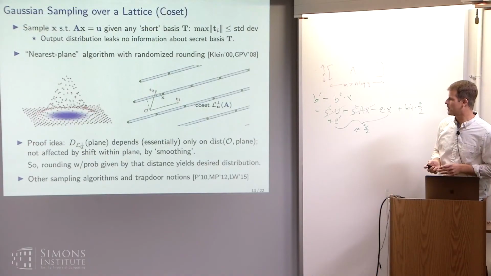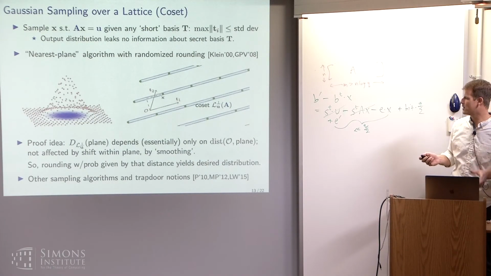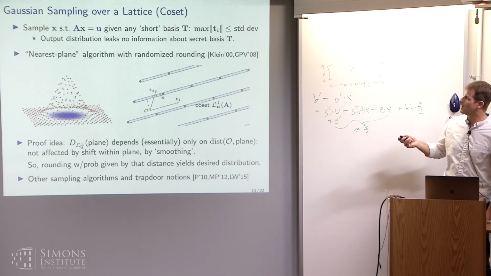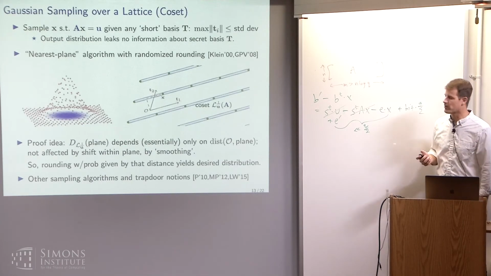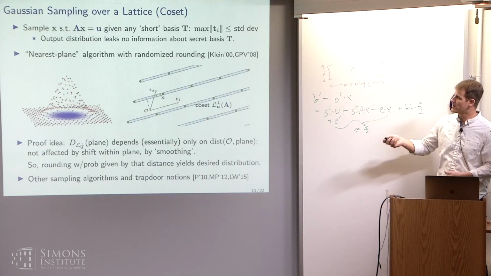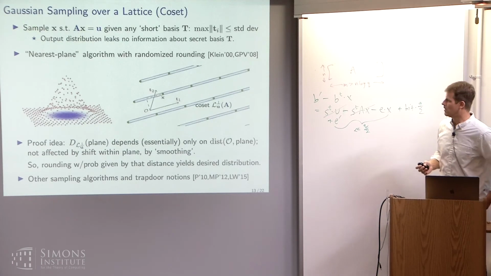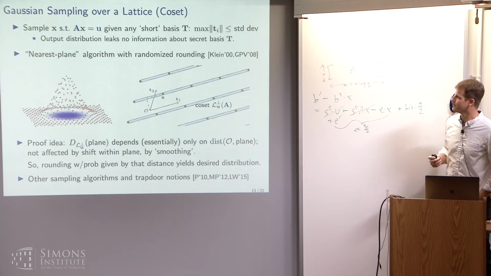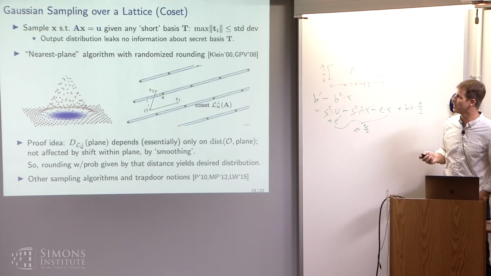I'll just mention, I think Shweta will probably, on Friday, talk about other ideas. This is not the only sampling algorithm. This is not the only notion of a trapdoor. You don't have to use a basis necessarily. So there are other ways to accomplish this same goal, which you can then plug into the signature scheme from the previous slide. Okay, so that's how we can get signature schemes from SIS.